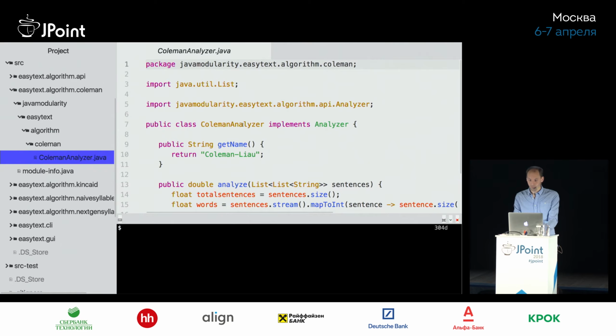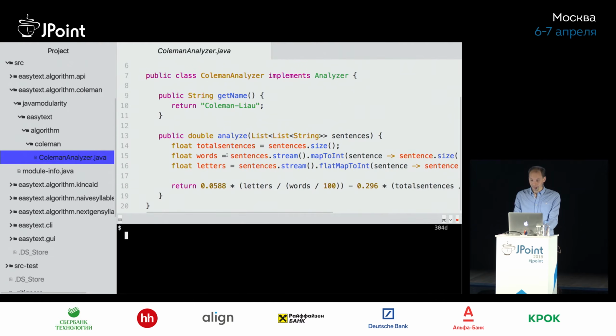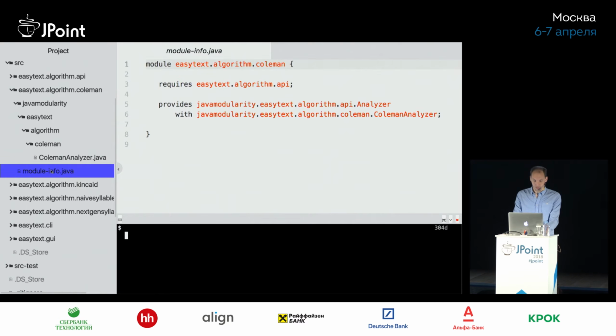Again, it's a simple plain Java class that implements the analyzer interface. It gives back the name so we can render it in our user interface. And it implements the analyze method. So here's the implementation of the Coleman metric. And most importantly, of course, in the module descriptor, we have this provide statement where we indicate to the module system, to the service registry, that we provide an implementation of Coleman analyzer, with the Coleman analyzer class.